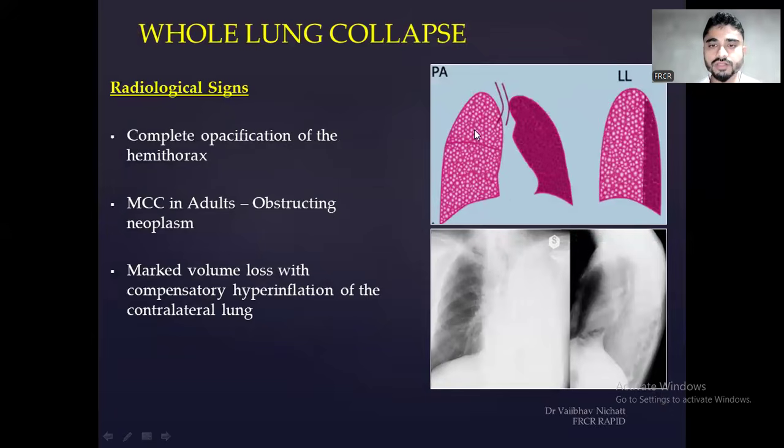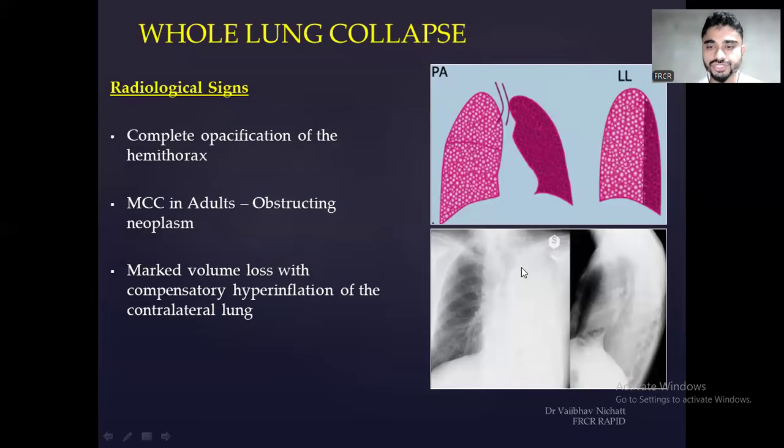Coming to the whole lung collapse. Either the right lung or left lung will be completely collapsed. Because of the complete collapse, there will be displacement of the mediastinum, displacement of the trachea, and overinflation of the opposite lung. On the chest radiograph, you will see complete opacification of the respective hemithorax. So in this case, you can see the left lung has undergone complete collapse.